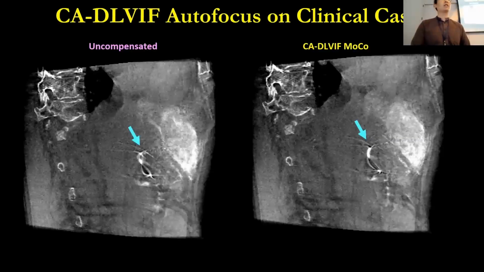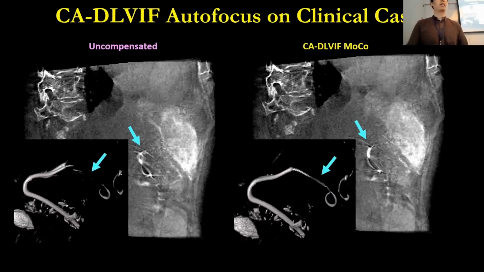Here's another case with a moderate amount of motion, again indicated by the blue arrow. Hopefully you can see that the tip of the catheter has been blurred by the motion artifacts, but after motion compensation, the catheter tip is clearer to distinguish. Again, we take a 3D render of all the high contrast content inside this volume, and we can see that the catheter tip is put back into focus, and some fine vessel structures have been restored.